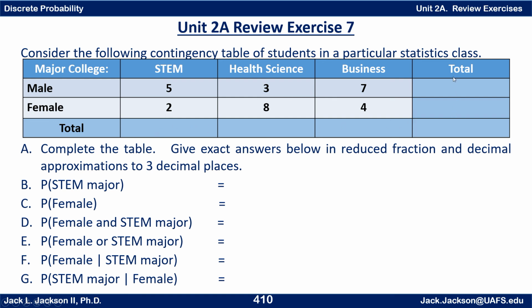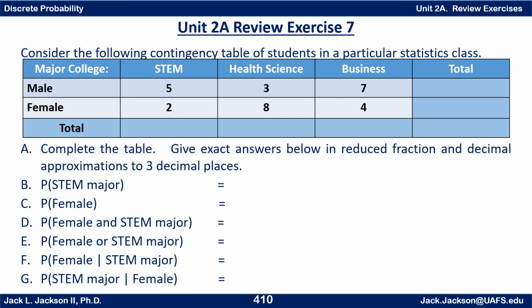What this is asking you to do is complete the table to start with by figuring out the row and column sums for the frequencies, and then use that information to compute some probabilities. So part A says complete the table. Then below it says use the information in the table to help find these probabilities.